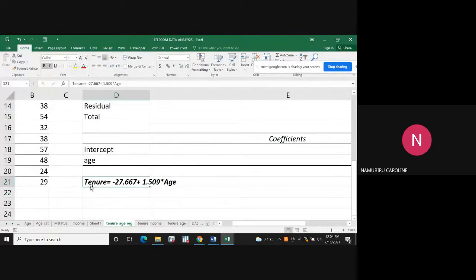Tenure is the Y. Let me put it down here. Y is equal to C plus MX. So how do you explain the negative 27? How do you explain the 1.509?